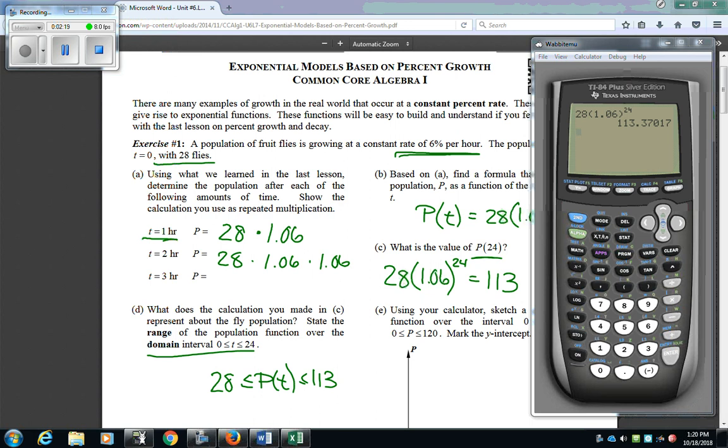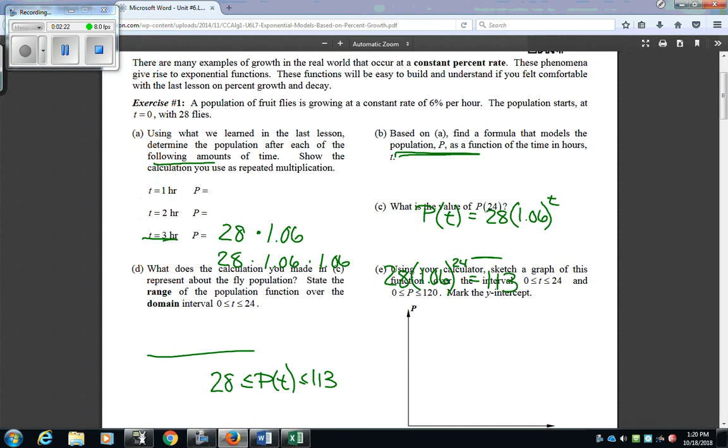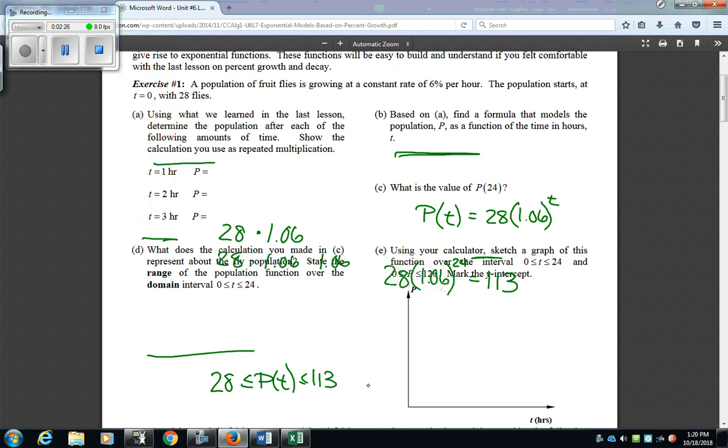And then for the last part, for e, let's move this up a little bit. They want us to use our calculator to sketch the function over the interval of 0 to 24. So we'd have 0 here, 24 at the end, and we know that we start at 28 and get up to 113. Again, these are all estimates. That's 28, and I'll do 113 at the top. We start here at the y-intercept, and then it's a gradual increase where the slope and the rate of change get quicker and quicker up until we get to 24 and 113.